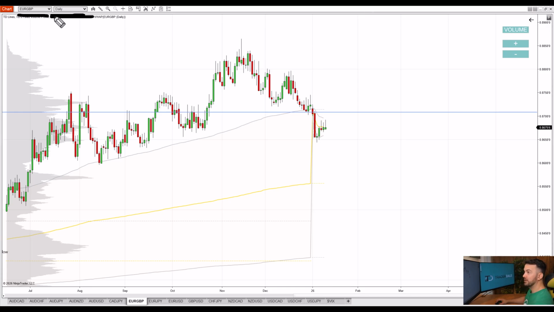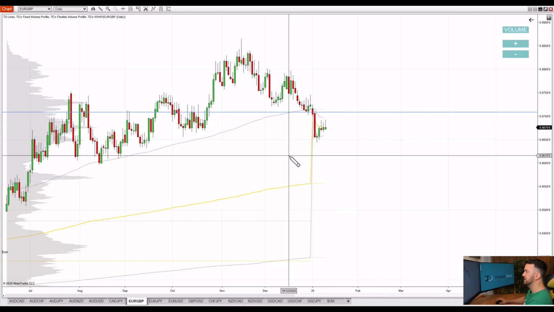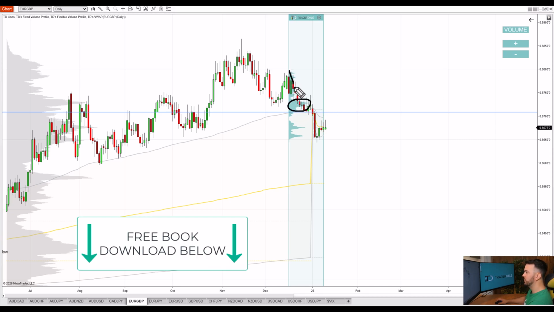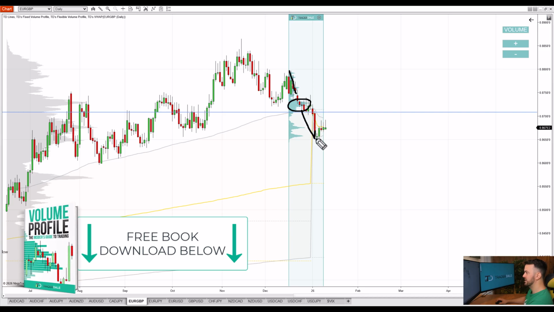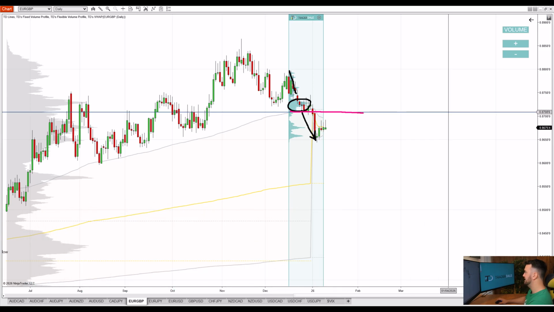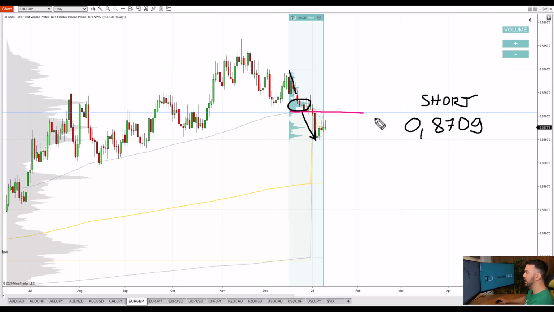The first one is on the euro British pound, and this new resistance which got formed is based on this volume cluster formed within this downtrend area. My resistance is this line right here, and it is at 0.8709, so that's the short from 0.8709, and currently I'm waiting for the pullback.